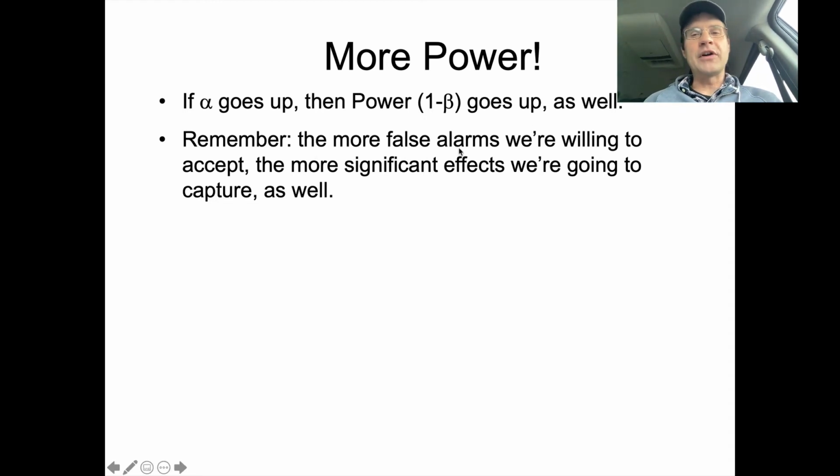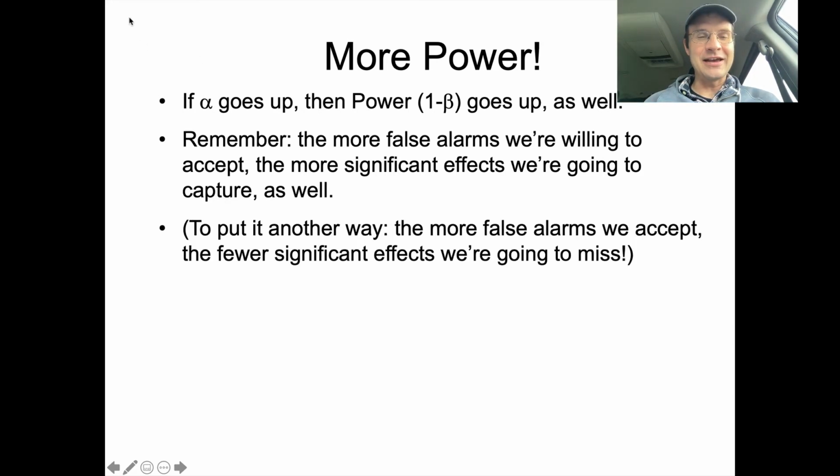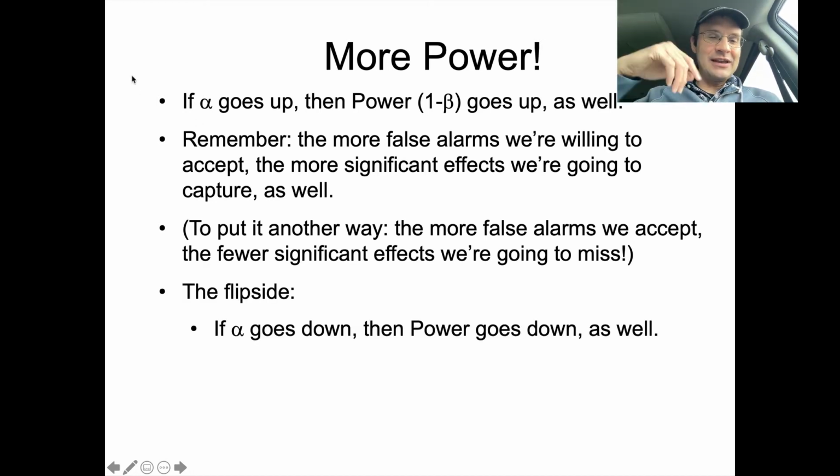And basically that means the more false alarms we're willing to accept, the more significant effects we're going to capture as well. Okay, so you got to make some mistakes to capture what you want to capture in your data if it's there. Another way to put it is that the more false alarms we accept, the fewer significant effects we're going to miss. And so, yeah, you can think about power as the proportion of significant effects that you actually get. You can also think of it in the reverse way. You're going to reduce the number of misses you get, that proportion of the purple distribution on the left-hand side of that red line.